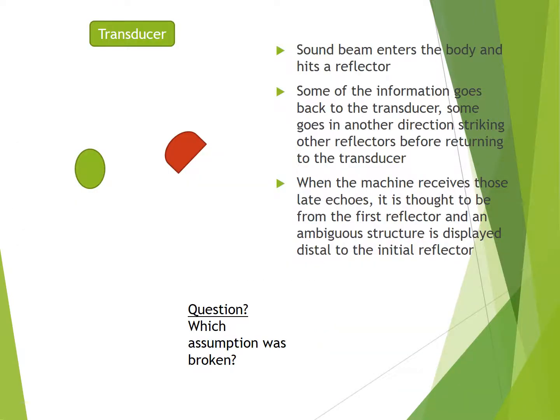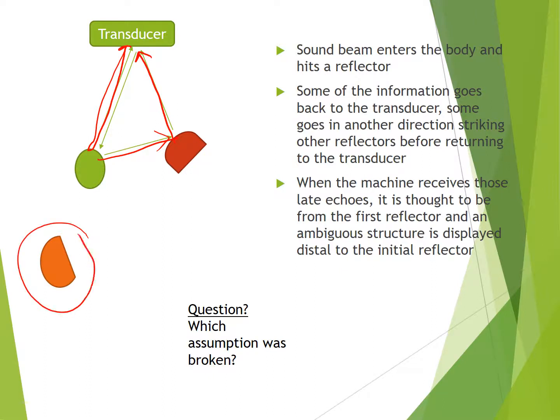So again, with multipath, the sound beam is going to enter the body and it's going to hit a reflector. Some of that information is going to head back to the transducer, but some just kind of heads off in another direction. And as it heads off in those other directions, it's going to strike other reflectors before returning to the transducer. So again, sound comes in from the transducer, heads back, a little bit of it might be displaced into another direction, hits something else before heading back to that transducer. The result is some sort of combination of everything that it hit, which is usually displaced deep into the body because of that go return time being calculated.